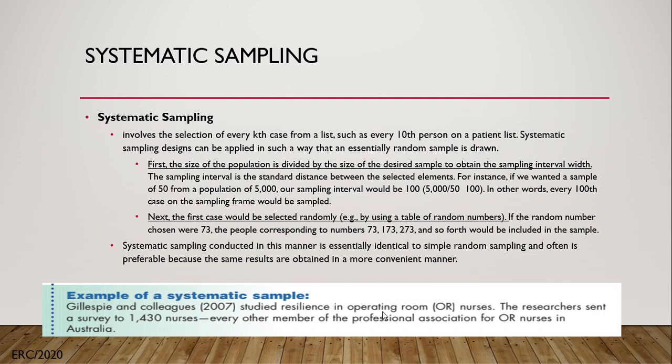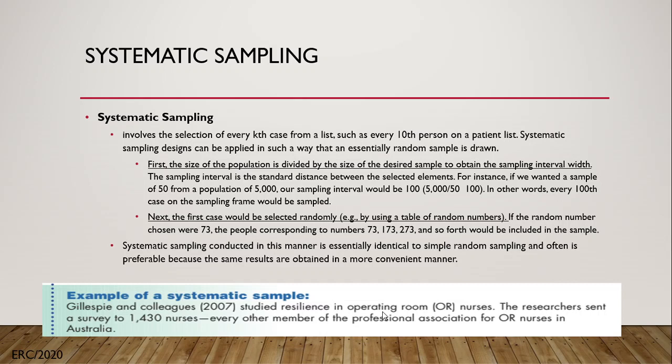Systematic sampling involves the selection of every nth case from a list, such as every 10th person on a patient list. Or systematic sampling designs can be applied in such a way that an essentially random sample is drawn. Okay, first, the size of the population is divided by the size of the desired sample to obtain the sampling interval width. The sampling interval is the standard distance between the selected elements.